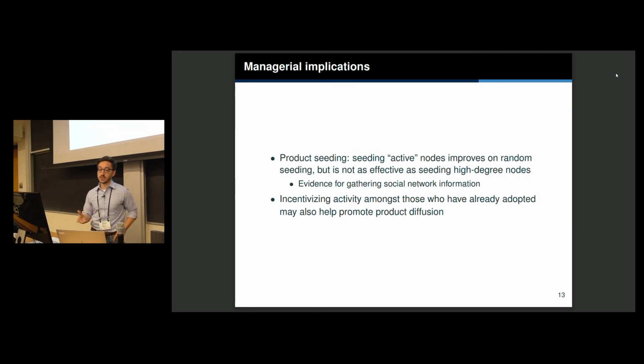And the second thing, which is a nice prediction that lines up with a paper on Thursday, which is going to be about designing matchmaking algorithms to induce activity on a game like this. If we can incentivize activity amongst those who've already adopted, that can also help promote product diffusion. All right, and that's all I have, so I'll take questions.